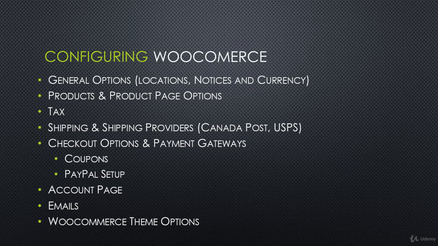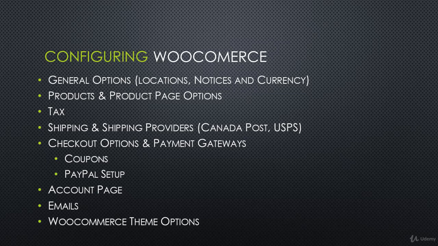The first option we're talking about is the general options. Here we set the store location, what countries you're going to sell to, what countries you're going to ship to, and of course this differs because you may sell some downloadable products where shipping may not be required. We enable taxes here and also currency settings.